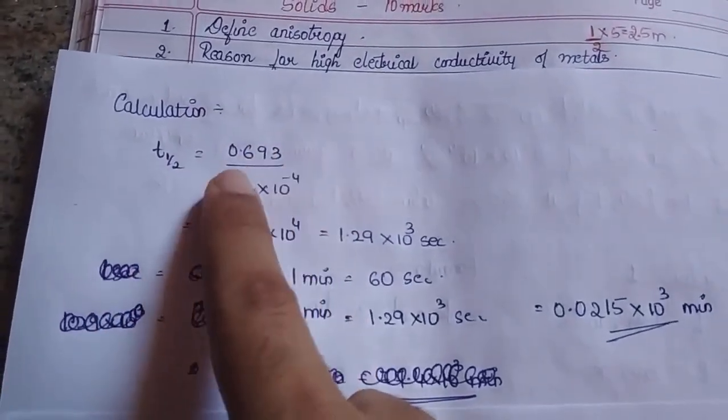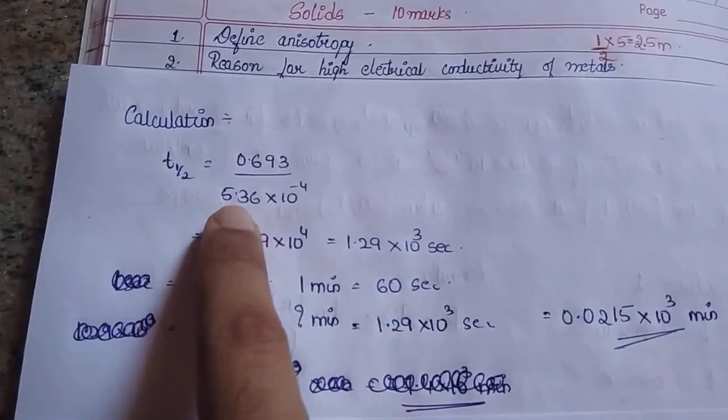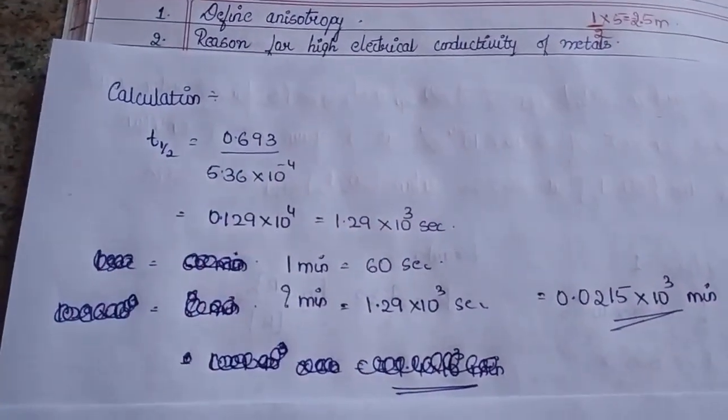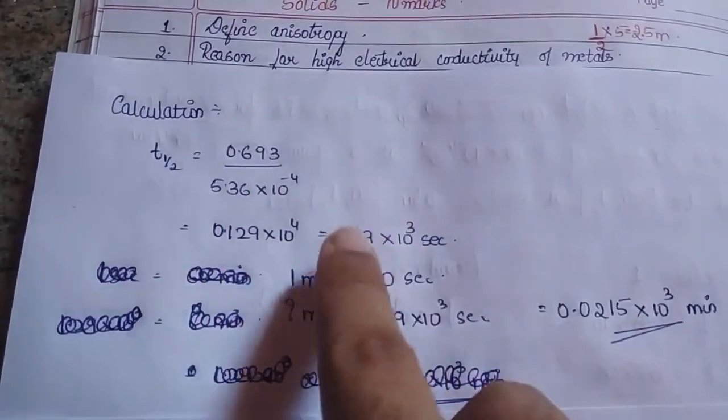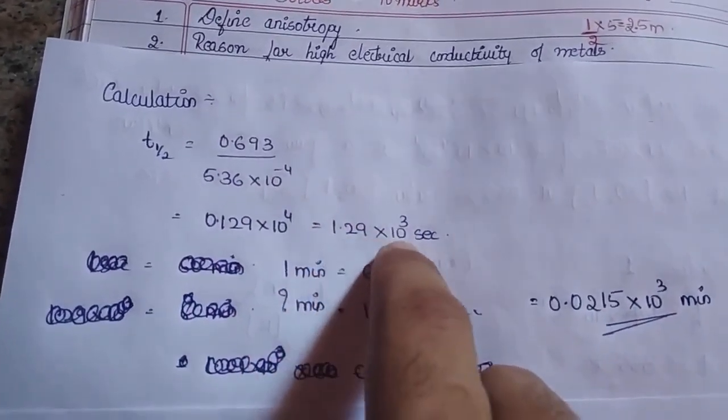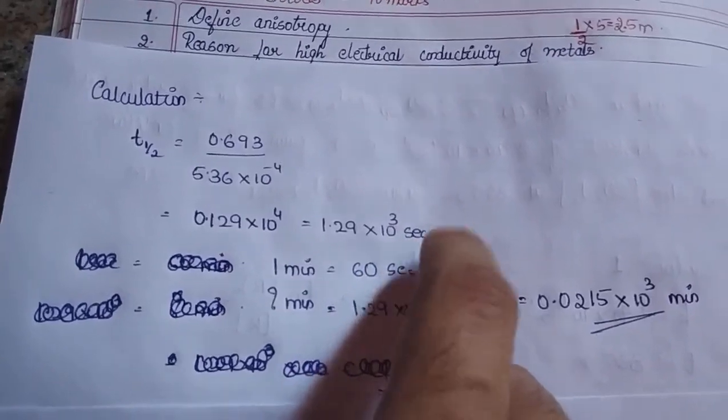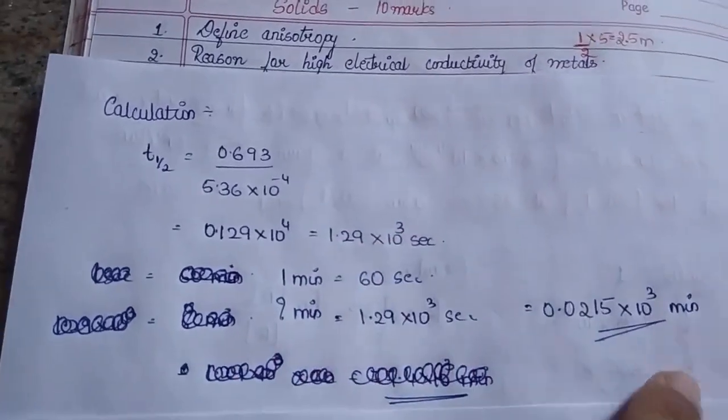t half is equal to 0.693 divided by 5.36 into 10 to the power of minus 4, the rate constant, whatever they have given. So when you do it, how much will you get? 1.29 into 10 to the power of 3 seconds. Now I have to convert these seconds to minutes. How are we going to do it?